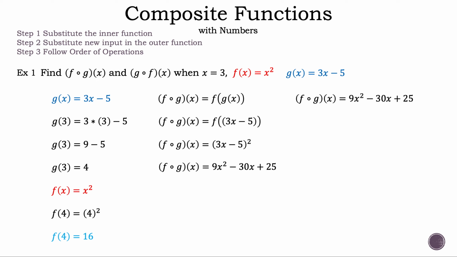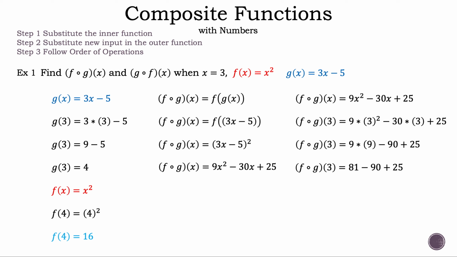Let's write it down again so we can substitute 3 for x. So now we have f of g of 3 is equal to 9 times 3 squared minus 30 times 3 plus 25. Let's simplify. 3 squared is 9, minus 30 times 3 is minus 90. 9 times 9 is 81, and 81 minus 90 plus 25 is 16. So f of g of 3 is equal to 16. So we can say f of g of 3 is equal to f of 4, which is equal to 16. That is f of g of x.